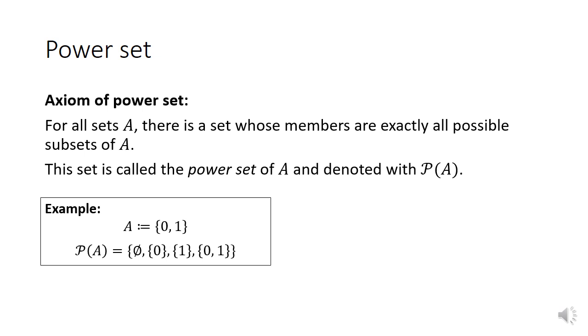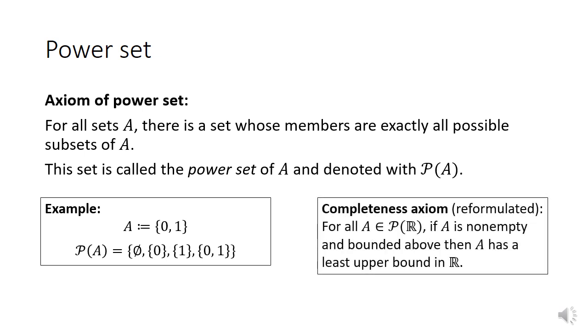Now we have the necessary vocabulary to formulate the completeness axiom. For all members A of the power set of R, if A is non-empty and bounded above, then A has a least upper bound in R.